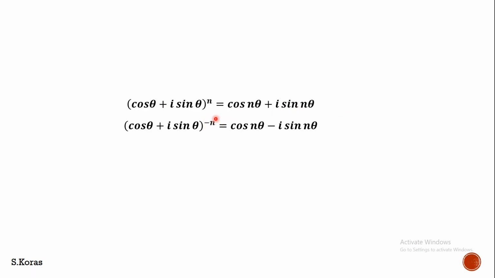As I told you already, whether the power is a positive integer or a negative integer or a rational number, it's not a matter. We can bring it inside. So if we bring it here, it will become cos of minus n theta plus i sine of minus n theta. As I told you, sine of minus theta can be written as minus sine theta. So sine of minus n theta is nothing but minus sine n theta. So this is the next formula.